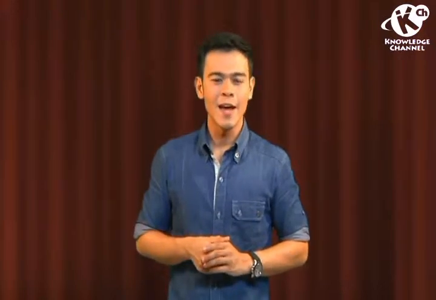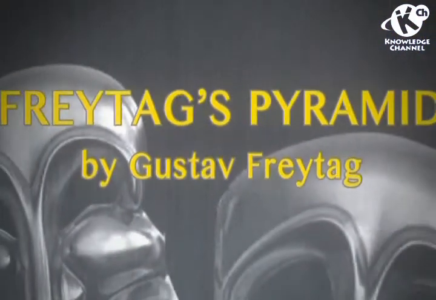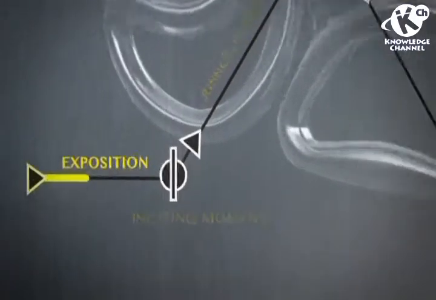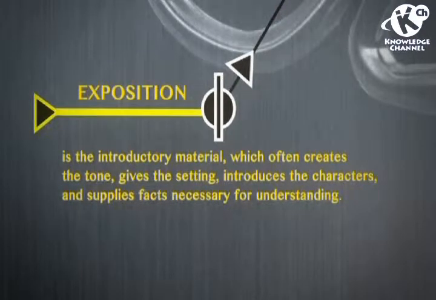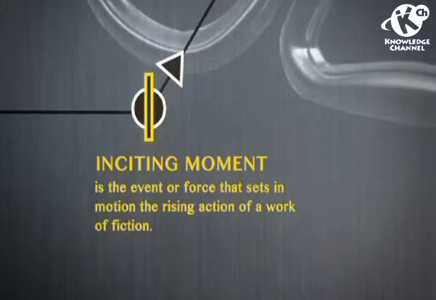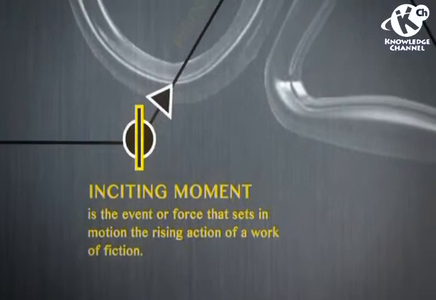There is an interesting plot in every good story. The teacher may use Freytag's pyramid in discussing the plot. Freytag's pyramid is a diagram of the structure of a five-act tragedy given by Gustav Freytag. Exposition is the introductory material which often creates the tone, gives the setting, introduces the characters, and supplies other facts necessary for understanding. Inciting moment is the event or force that sets in motion the rising action of a work of fiction.